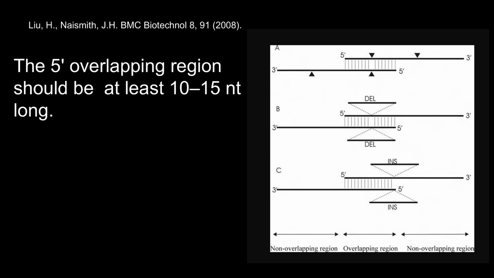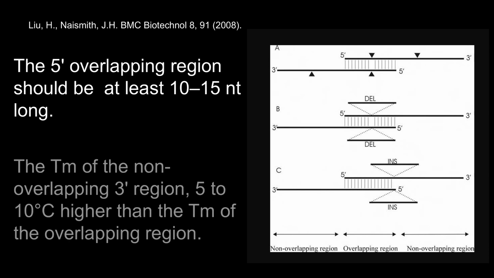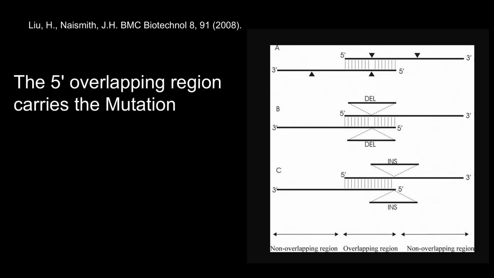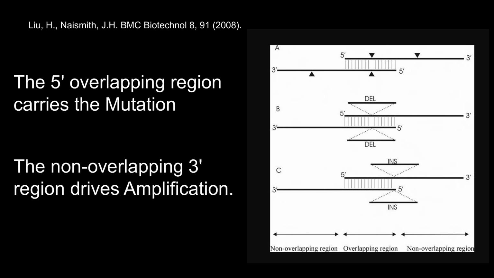The efficiency of the Liu method relies on the specific primer architecture. A 5' overlapping region, of 10 to 15 nucleotides, containing the mutation, and a non-overlapping 3' region, with a TM of 5 to 10 degrees higher than the overlap. This drives the initial amplification, preventing off-target primer-dimer formation.